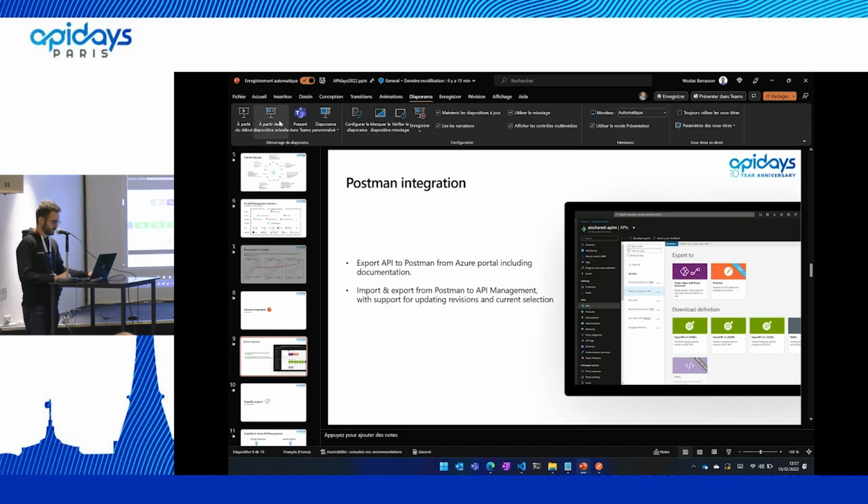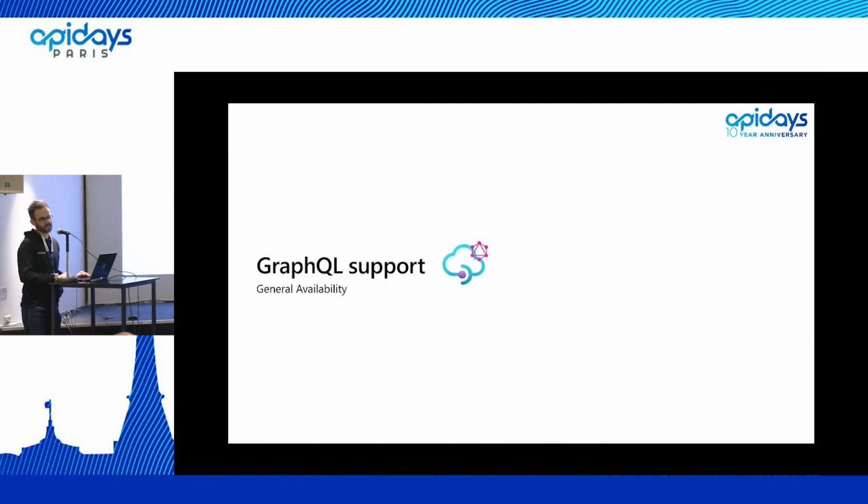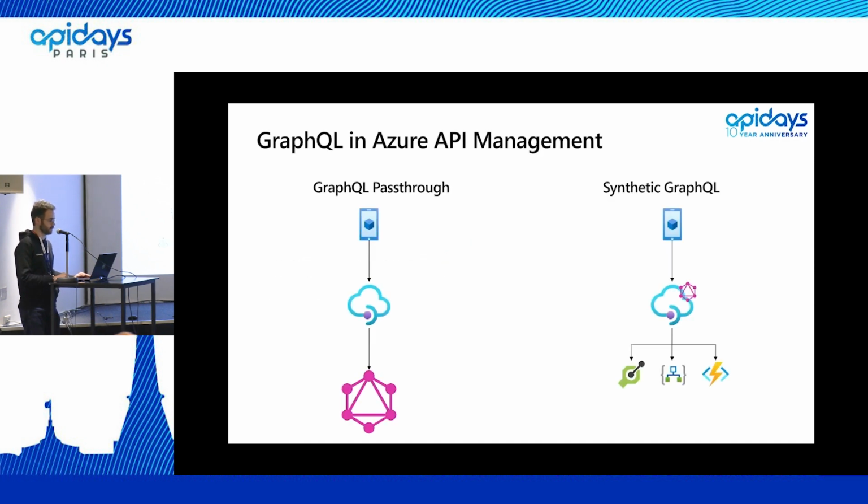So next news is the GraphQL support, finally. Because GraphQL is really important nowadays. So that's not the hottest news, because it's actually more than one year that we started to support GraphQL pass-through mode. It was in preview, not GA. Both are generally available. So there is basically two things to know.